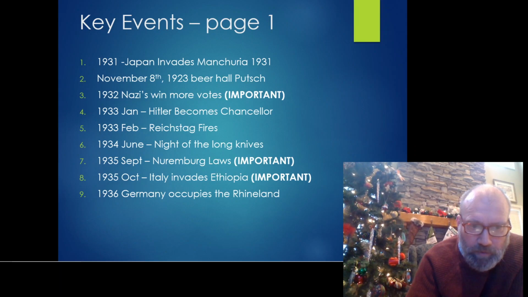February 1933, the Reichstag fires. This is where Hitler uses this opportunity to consolidate power. And so this is in the story of his rise to power. And then 1934, June, the Night of the Long Knives. This is where Nazis kill Nazis. Nazis turn on disloyal Nazis to consolidate again Hitler's power. In particular, the leader of the SA is targeted.